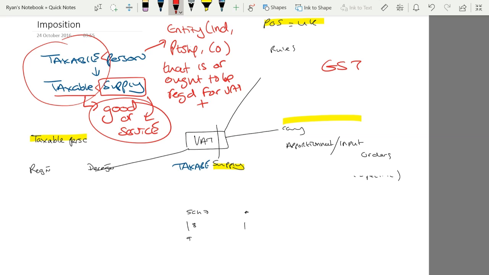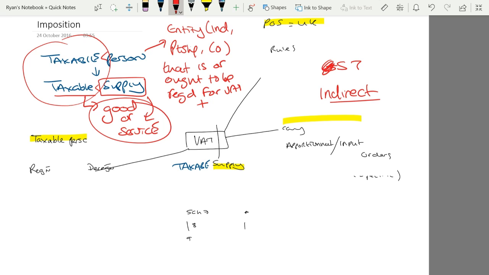Across Europe, it's known as a sales tax. It's some form of transactional tax. It's what we know as an indirect tax because it's not charged directly on the person, but it's charged on the supply. Okay, that's how we differentiate between direct and indirect taxes.